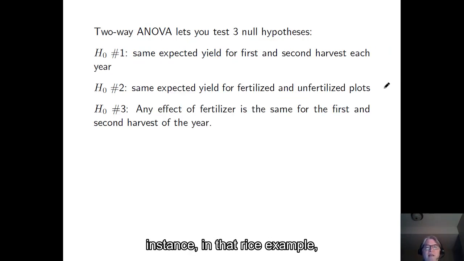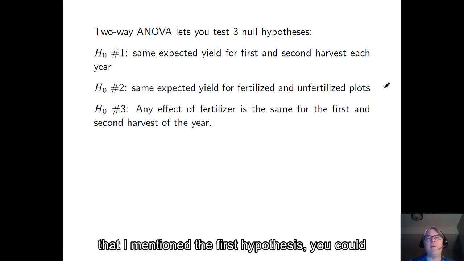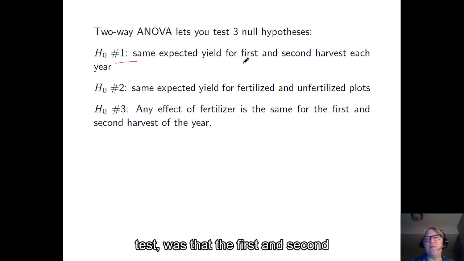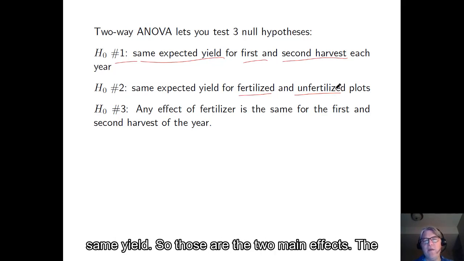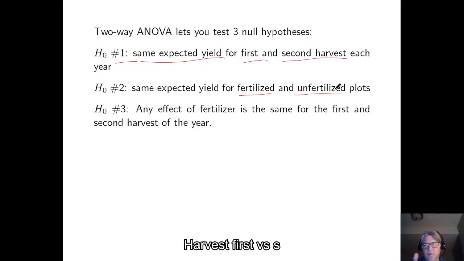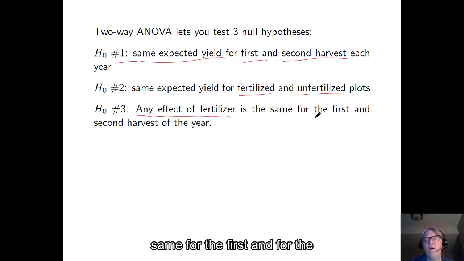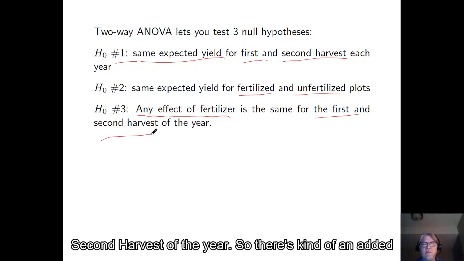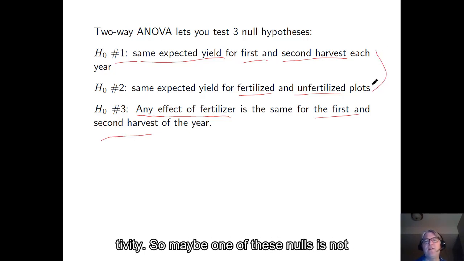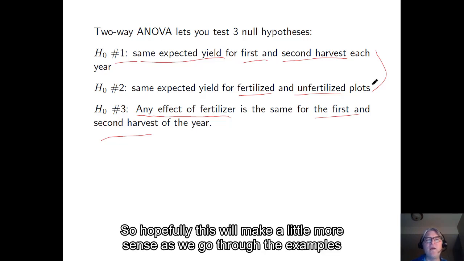So for instance, in that rice example that I mentioned, the first hypothesis you could test was that the first and second harvests have the same expected yield. The second hypothesis is that the fertilized versus unfertilized plots have the same yield. So those are the two main effects, the harvest, first versus second, and fertilizer, yes versus no. And then the third hypothesis, the interaction one, is any effect of the fertilizer is the same for the first and for the second harvest of the year. So there's kind of an additivity. So maybe one of these nulls is not correct and there's something going on, but the effect doesn't vary according to the combinations of categories. So hopefully this will make a little more sense as we go through the examples here.